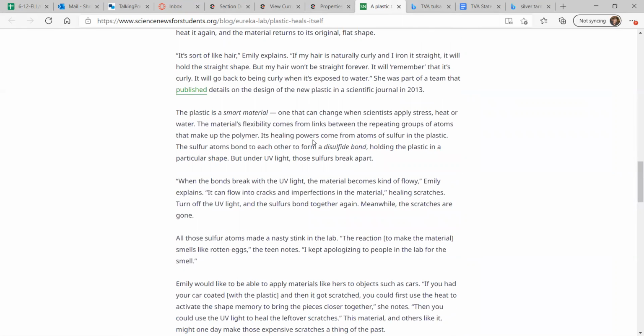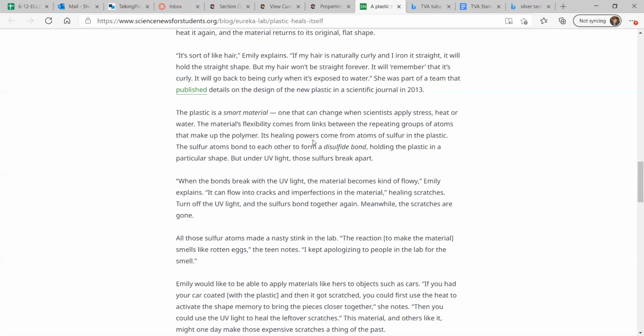So the plastic is a smart material, one that can change when scientists apply stress, heat, or water. The material's flexibility comes from links between the repeating groups of atoms that make up the polymer. The healing powers, so to speak, come from the atoms of sulfur in the plastic. These sulfur atoms bond to each other to form a disulfide bond, holding the plastic in a particular shape, but under UV light, those sulfurs break apart. When the bonds break with the UV light, the material becomes kind of flowy.